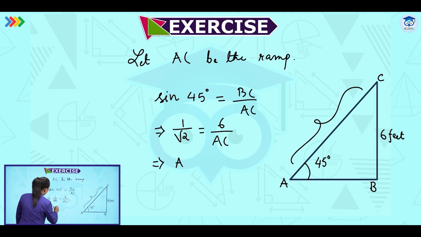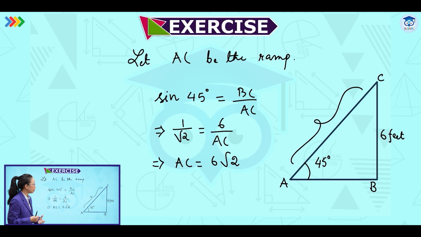So this is AC is equal to 6 root 2. Now the root 2 value and root 3 value are very common, right? So we have to learn by heart this root 2 and root 3 value, or you can leave the value as 6 root 2 also. Okay, if it is said to write in terms of decimal, then you have to multiply it. Otherwise you can leave the value as 6 root 2 only.